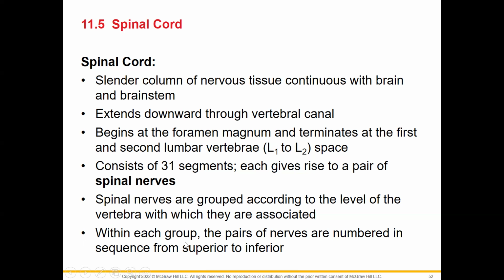Within each group of spinal nerves, the pairs of nerves are numbered in sequence from superior to inferior, just like the vertebrae are numbered from superior to inferior. Going from the most superior to the most inferior, you have vertebrae C1 through C7, then T1 through T12, and L1 through L5. Just like those are named in that way, so are the nerves of the spinal cord.